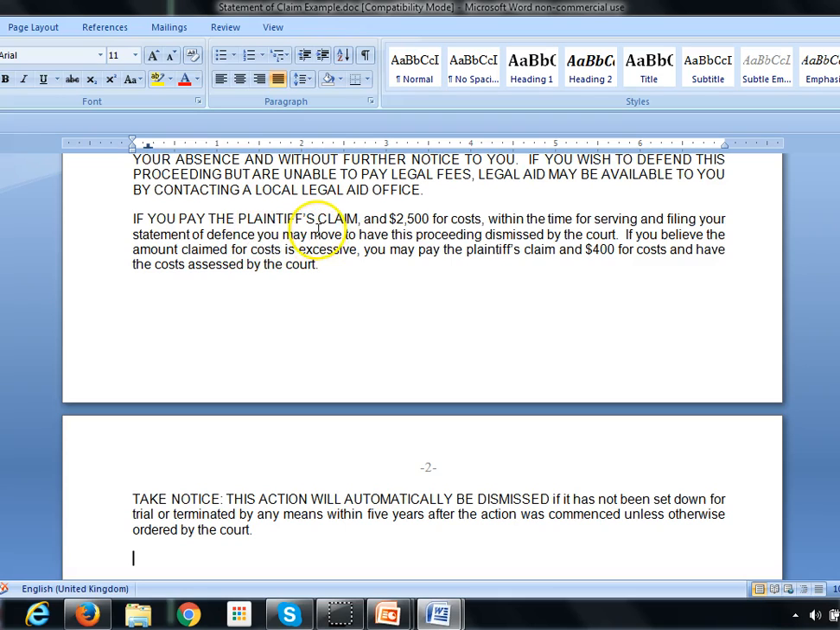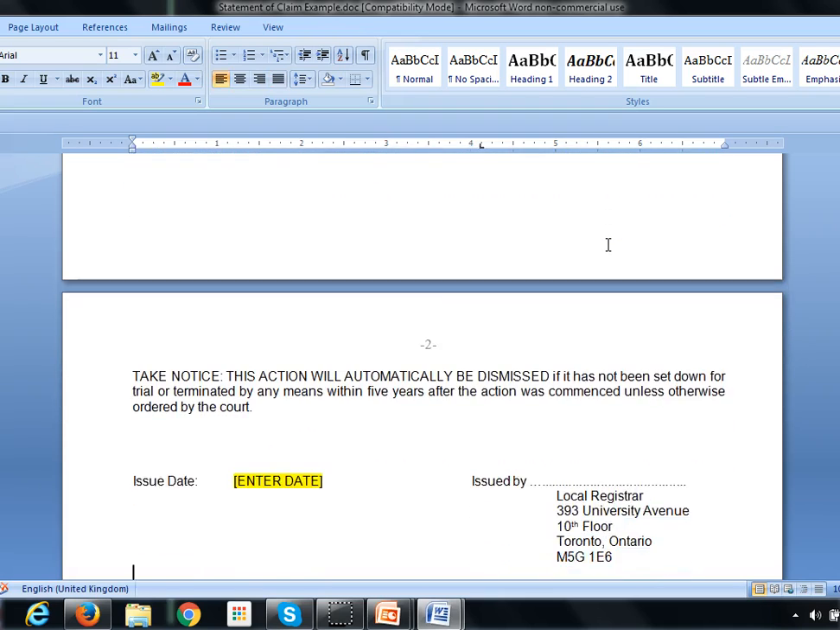So if you pay the plaintiff's claim, which is, it is talking to the defendant, and $2,500 for costs, which is, in this case, we're saying that Mary has incurred these costs to prepare this claim, within the time of serving and filing your statement of defence, you may move to have this proceeding dismissed by the court. So that's if the defendant is agreeable to paying what the plaintiff has asked for. In most cases, that's not the case.